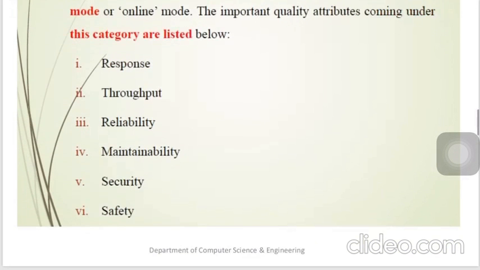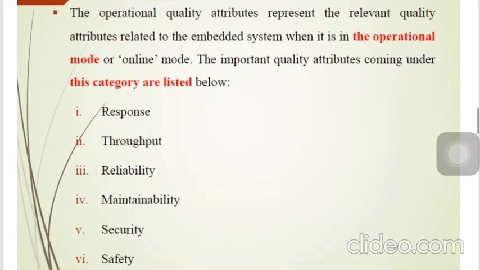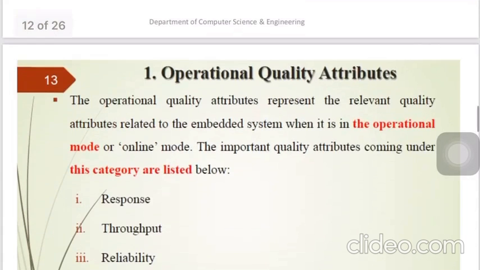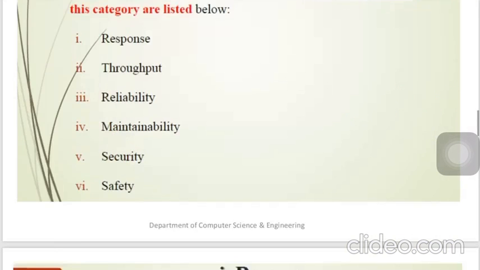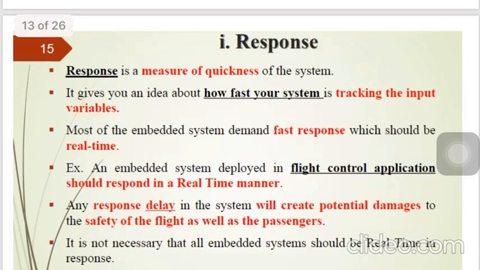Now let's discuss these attributes one by one. Whenever the embedded system is in the operational or online mode, we are discussing the operational quality attributes. So what is response? Response is a measure of the quickness of the system. It gives you an idea how fast your system is tracking the input variables: how fast it takes the input, responds, and gives us the output. That is what we call response.